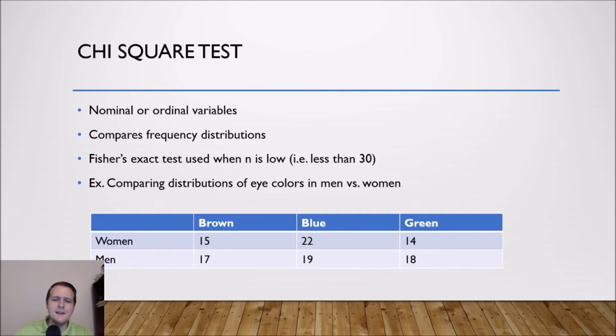Now, if you ever see a Fisher's exact test, that is going to be a case where you typically have a small sample size, so say less than 30 participants, you'd use a Fisher's exact test. Again, it uses a little bit more conservative math in order to make sure that you are less likely to make a type 1 error.